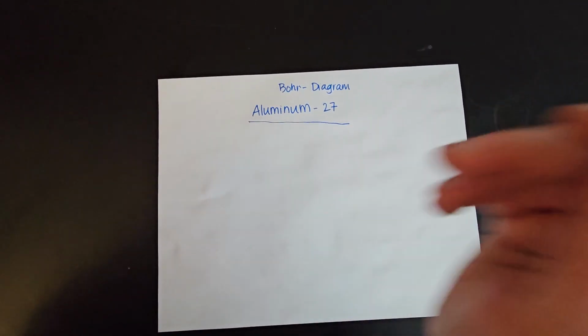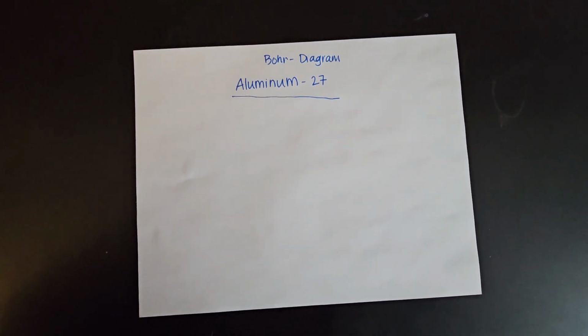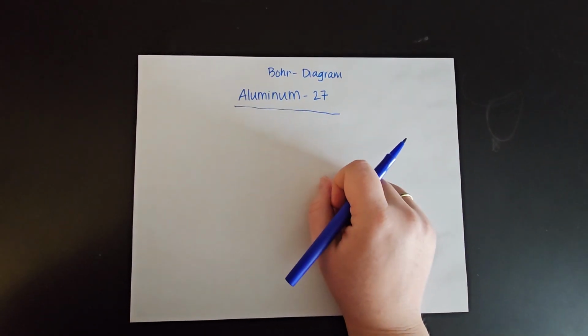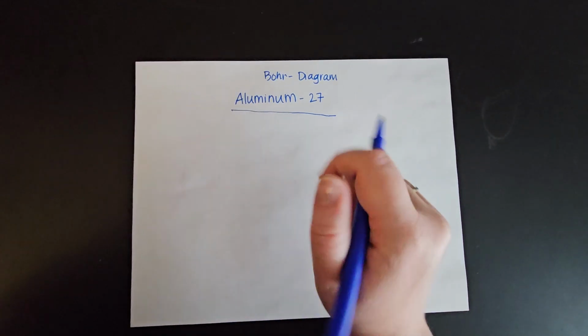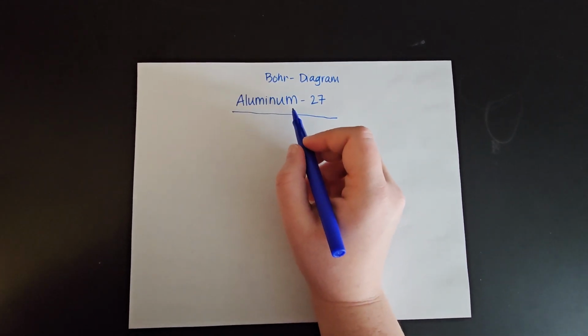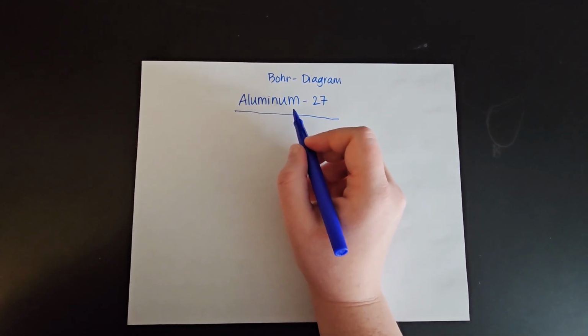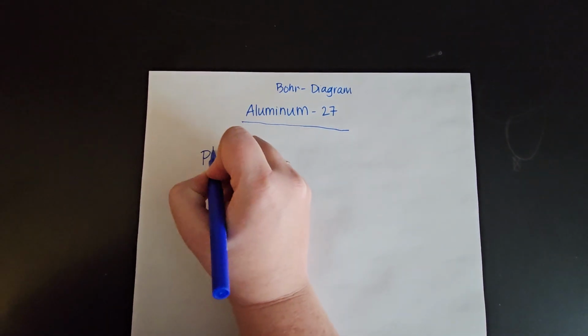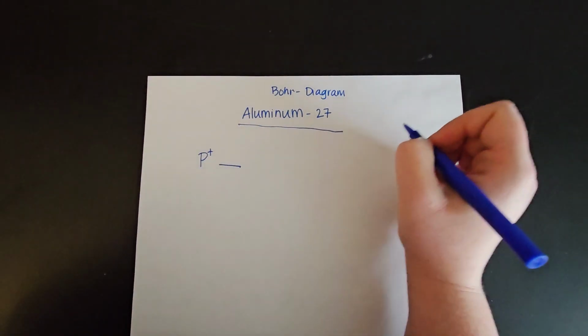Before we start drawing our Bohr model, the first thing we need to do is determine the number of protons. So we determine the number of protons by looking at our periodic table and finding the atomic number. So number of protons for aluminum is 13.